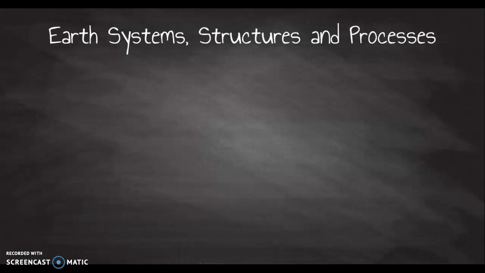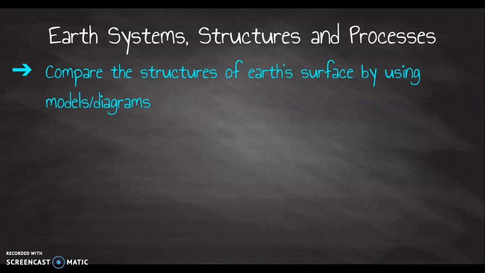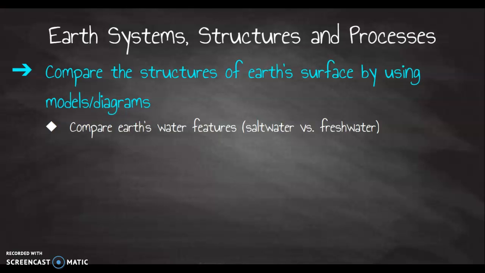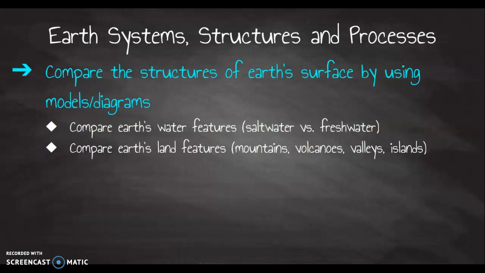For the fourth 9 weeks, we will have 2 science units. The first one is Earth Systems, Structures and Processes. For this, students will be learning how to compare the structures of the Earth's surface by using models and diagrams. So they're going to compare Earth's water features. So that will be saltwater versus freshwater. And they will also be comparing Earth's land features. This includes mountains, volcanoes, valleys, and islands. So these are going to be the main components of this particular unit.